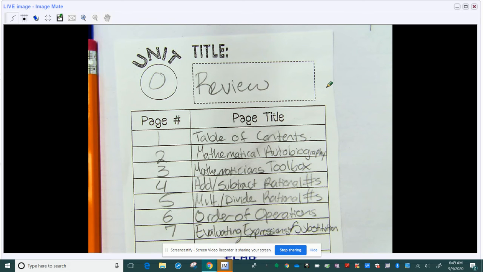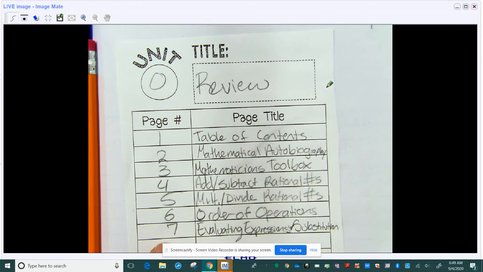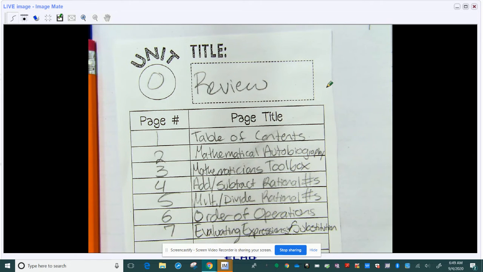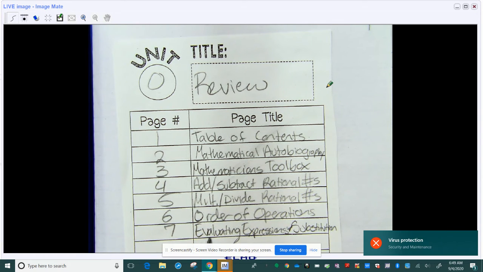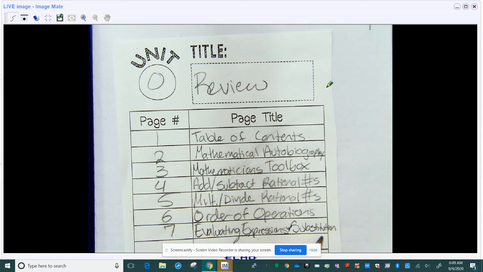So first, I want to make sure your table of contents is up to date. I know your page numbers might be a little different, but all of these titles should be in here. And you should make sure that everything's glued into where it's supposed to go. Our new one today is evaluating expressions with substitution.